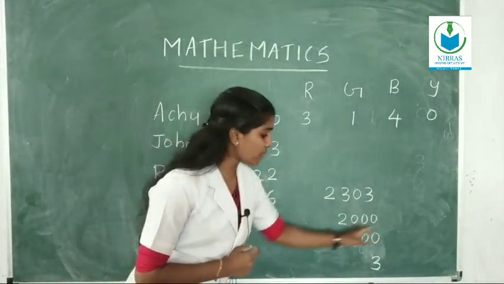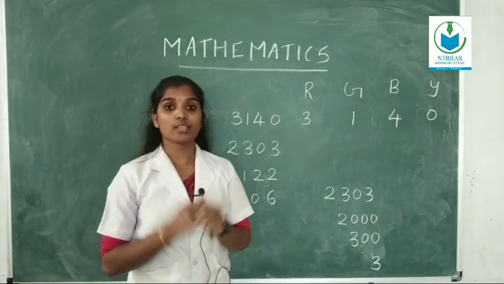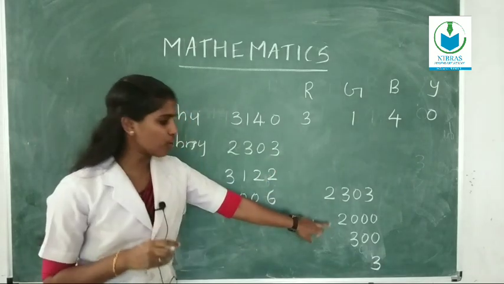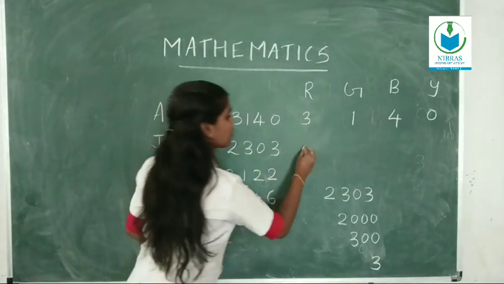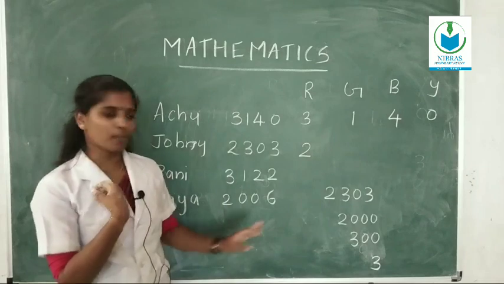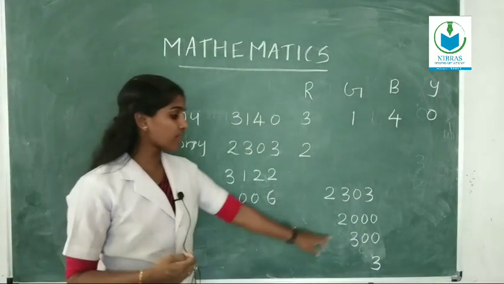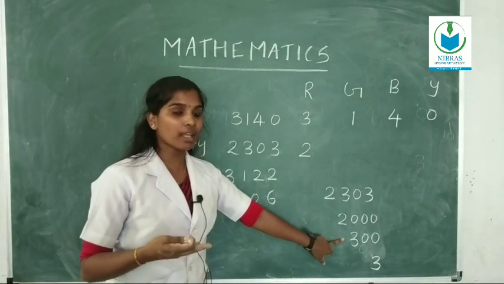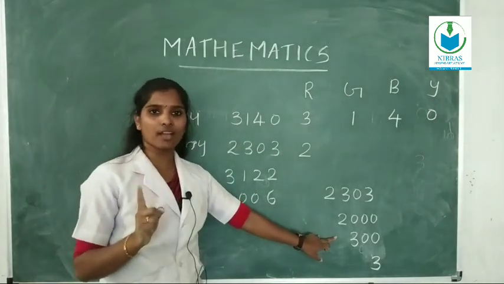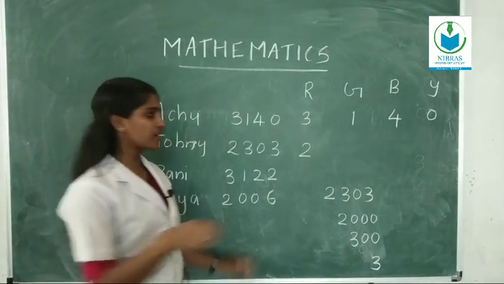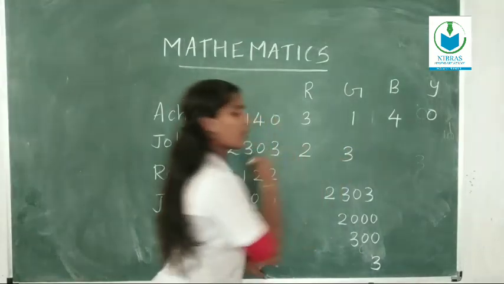Look at this, 2000. How many red cards make the point 2000? Yes, 1 red card is equal to 1000. Then 2 red cards is equal to 2000. So here write 2. Next, 300. How many green cards make 300? Yes, 1 green card is equal to 100. Then 3 green cards is equal to 300. So, 3 green cards.